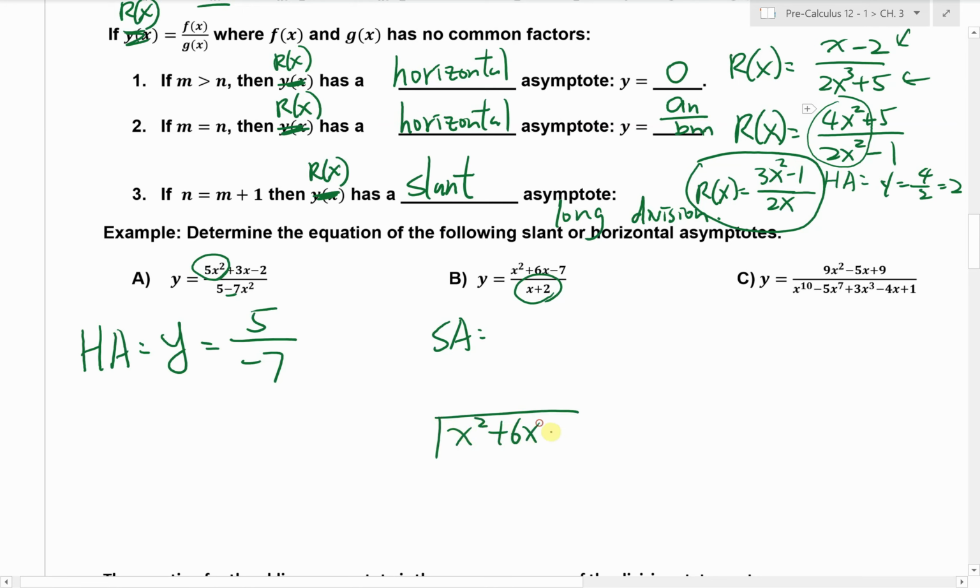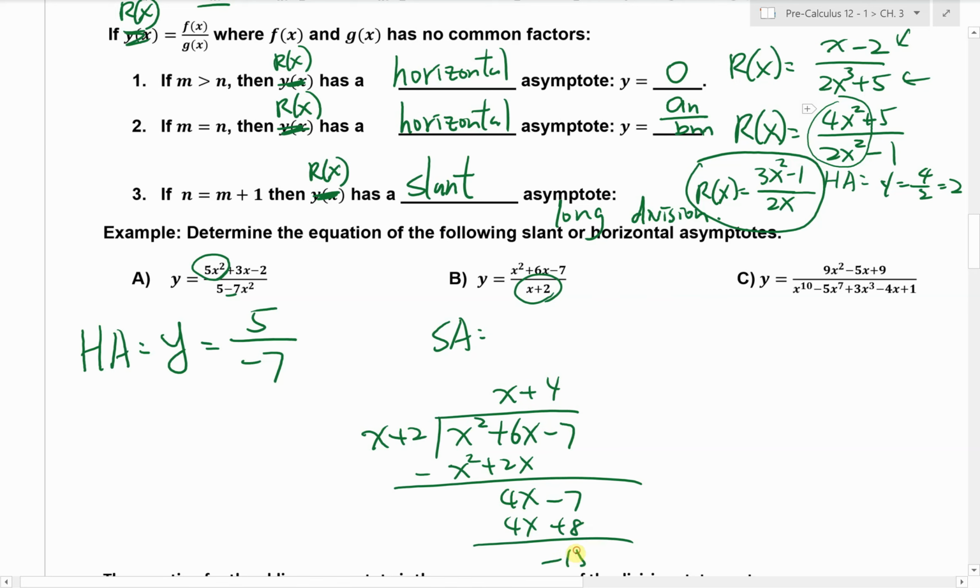Synthetic division only works if the denominator is a binomial and a linear function, right? Anyways, if you do it by long division, it will always work. So x times x will give you x squared plus 2x, minus, then 4x minus 7, so times 4, so plus 4, 4x plus 8, the remainder is -15. So the slant asymptote, you can guess that it's y equals x plus 4. So the quotient of the division here will become the slant asymptote.